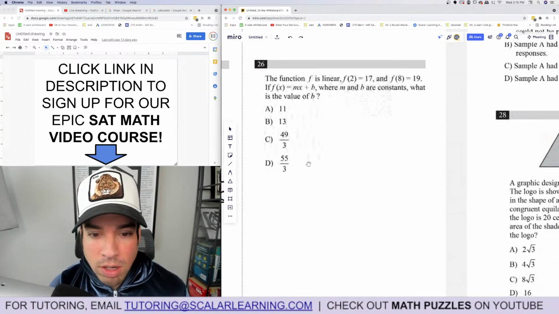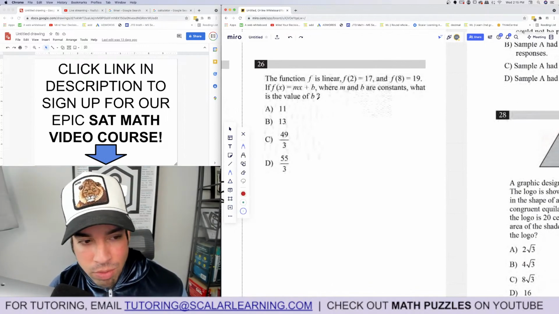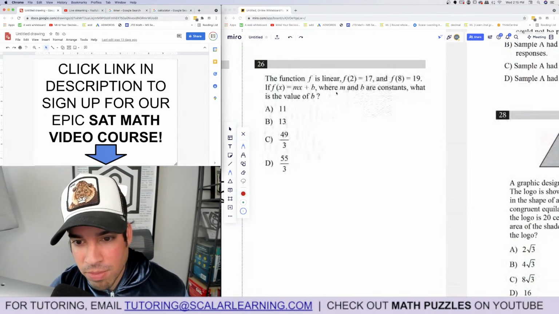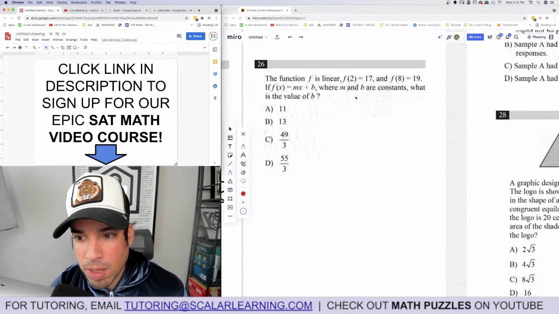26. You notice the questions are getting harder now. We're in the last pocket before the free response. Let me check the time. So we're doing great on time. Function f is linear. This, blah, blah, blah. What is the value of b?